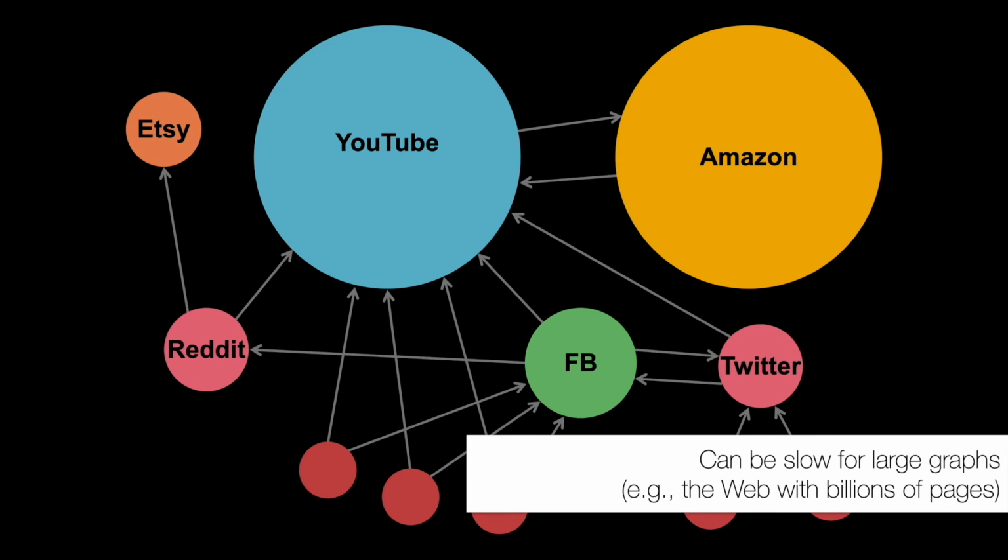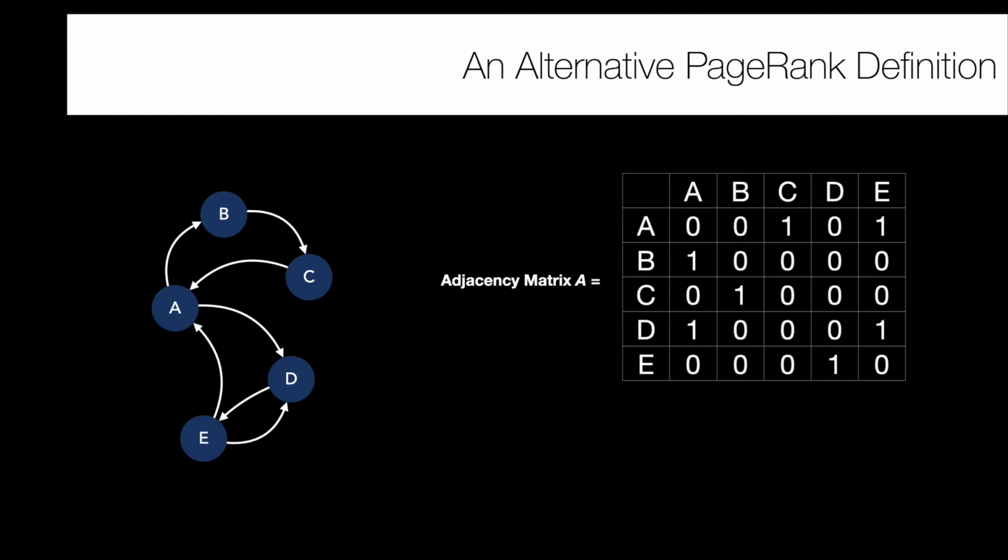An issue with this sort of evaluation, though, is that it can be slow for really large graphs. And we're very much in that space for the World Wide Web because we're talking about billions of pages. So we need an alternative method for calculating PageRank, which leads us back to our PageRank definition, where we can take this adjacency matrix that we saw before.